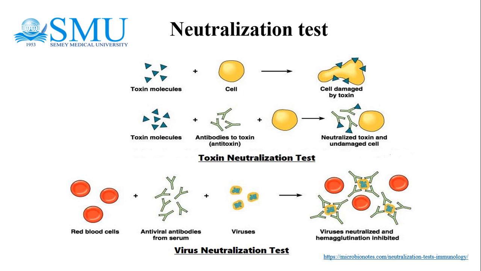In the toxin neutralization test, toxin molecules plus cell result in a cell damaged by toxin. In the next reaction, we have toxin molecules, and we add antibodies to these toxins, antitoxin, and add cells, and of course antibodies bind with toxins and neutralize the toxin, leaving an undamaged cell.